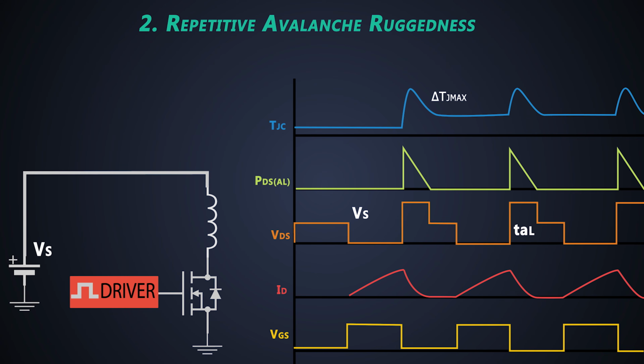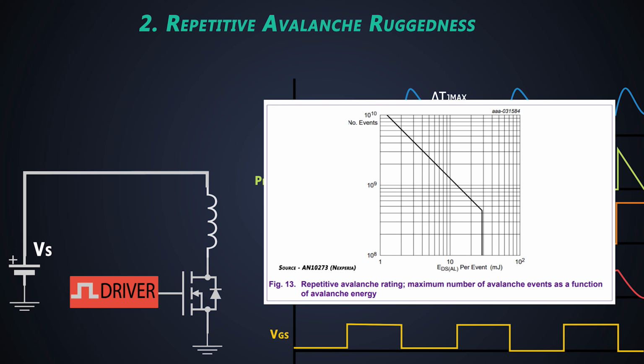In the repetitive avalanche also, we need to consider junction temperature and avalanche current. But that's not it. The number of cycles in which this avalanche is occurring should not exceed the avalanche cycle limit of the MOSFET. We have to consider the cooling of the MOSFET in each cycle when it goes to avalanche. The limit of a MOSFET's number of avalanche cycles can be determined through a second chart, which is mentioned in some of the MOSFET datasheets, with the number of events.